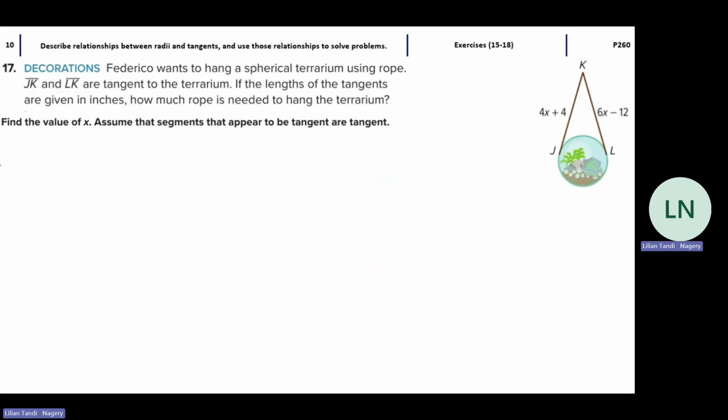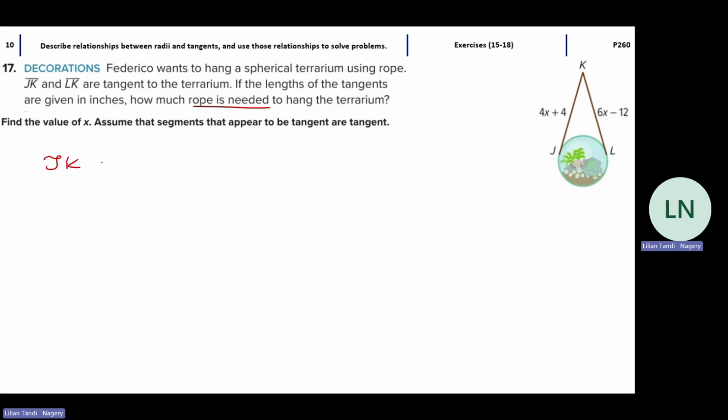Same thing here. We find the value of x, assuming these lines are tangents. It says here, Federico wants to hang a spherical terrarium using rope, JK and LK. And they are tangents to the terrarium. If the length of the tangent is given in inches, how much rope do you need to hang the terrarium? So first, let's find x.